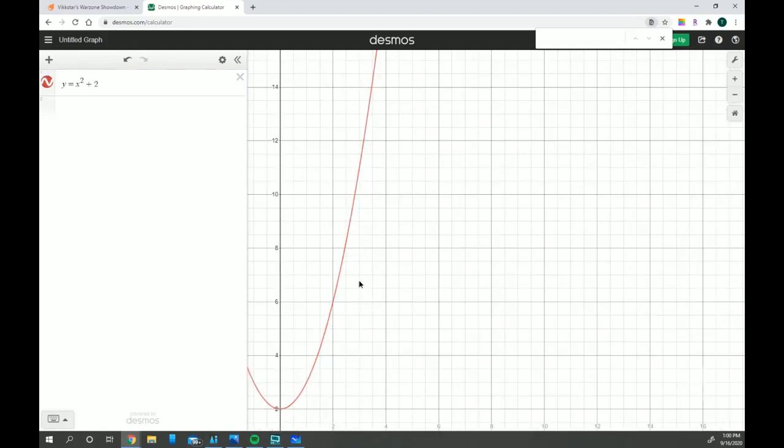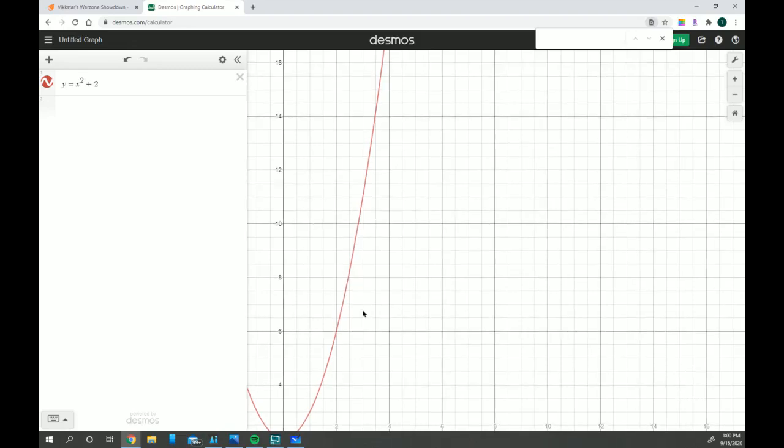So if I were to, let me snip this and show you something. If I could go from this point at 2, 6 to this point, which is at 4, 18. Of course, I ran out of room. And I could connect the dots. This line right here would have a slope of 6.